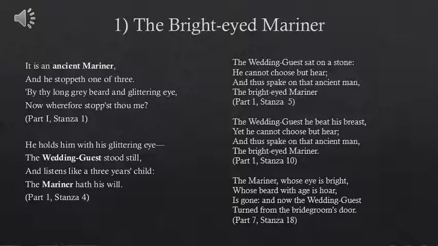The wedding guest he beat his breast, yet he cannot choose but hear, and thus spake on that ancient man, the bright-eyed mariner. The mariner whose eye is bright, whose beard with age is hoar, is gone, and now the wedding guest turned from the bridegroom's door.